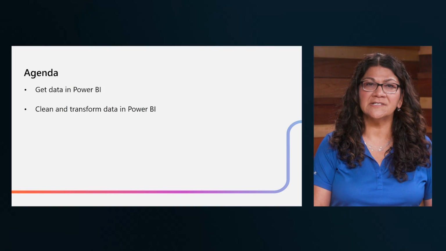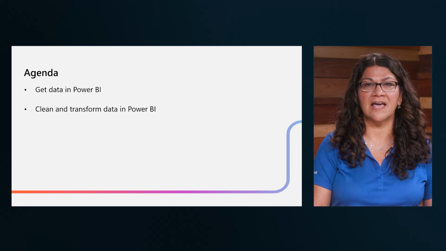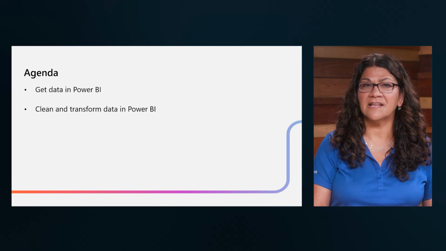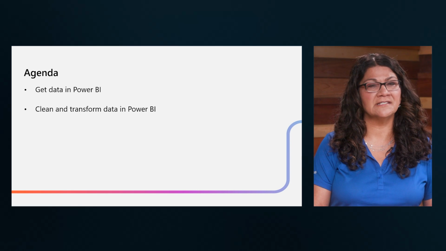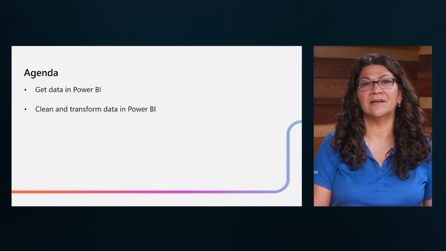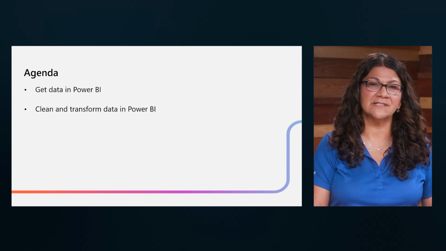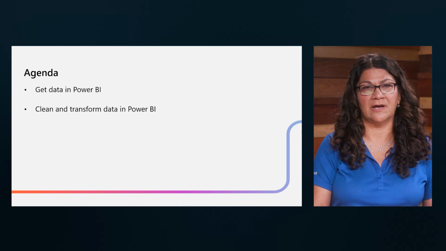In this section, we're discussing critical tasks in the data analyst process. In order to get our desired result of fast and accurate reports and dashboards to tell our organization's compelling story, we will cover how to get data, or extract it, in Power BI, and how to clean and transform, or shape, data in Power BI.